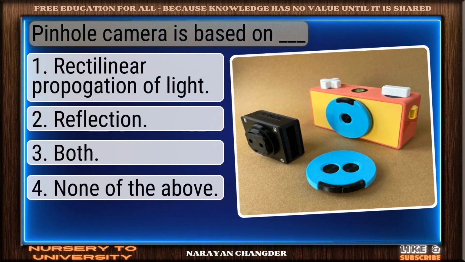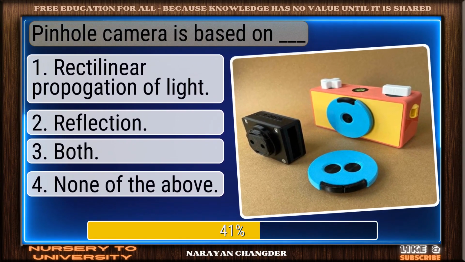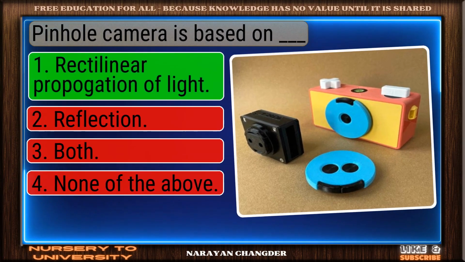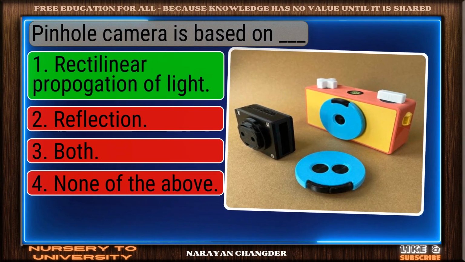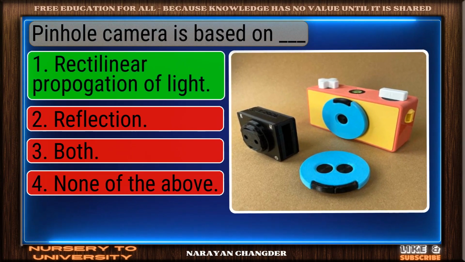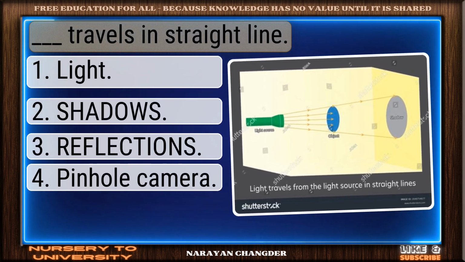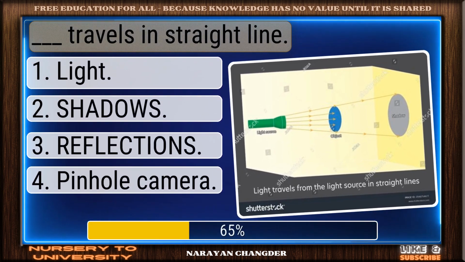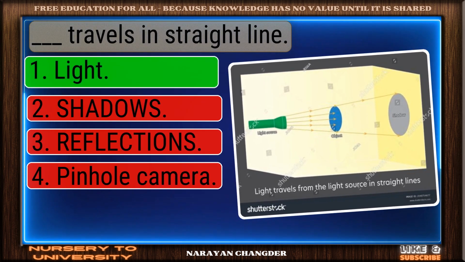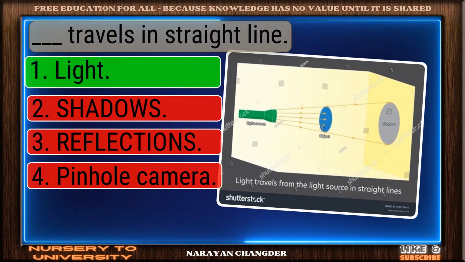Pinhole camera is based on dash. Perfect. Rectilinear propagation of light is the correct choice. Dash travels in straight line. Good thinking. Light is the right answer.